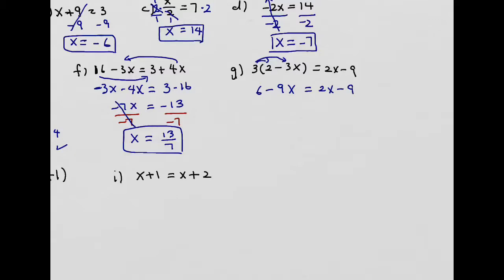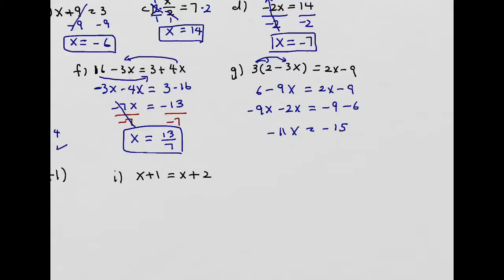Once you have nothing blocking the values from moving over to the other side, then you can put the numbers with the variable together. So let's put them on the left side. I had negative 9x before, and positive 2x from the other side becomes negative 2x. You had negative 9 before, and positive 6 from the other side becomes negative 6. Combine the like terms: that's negative 11x equals negative 9 minus 6, which is negative 15.